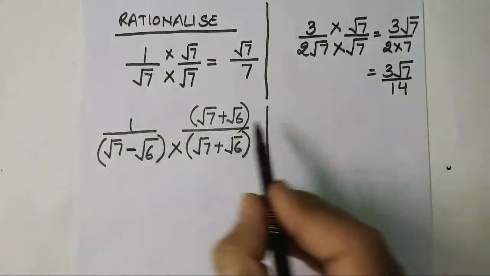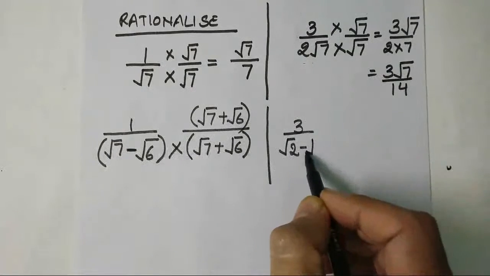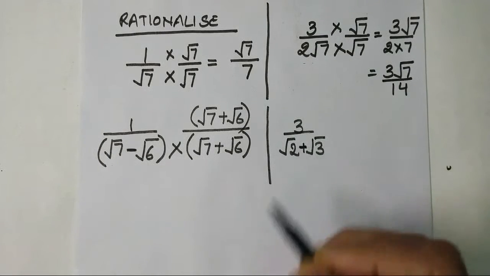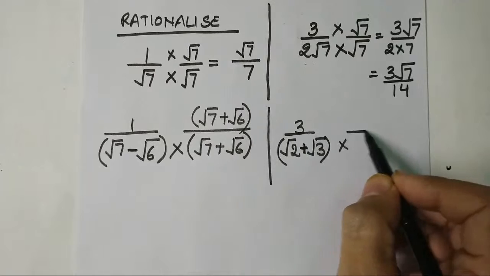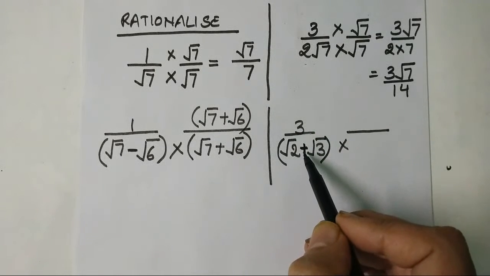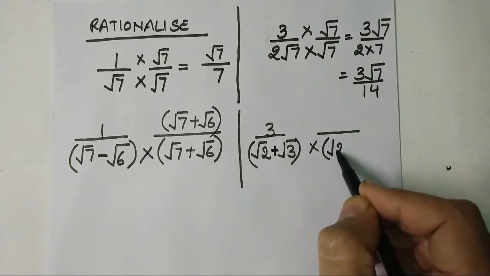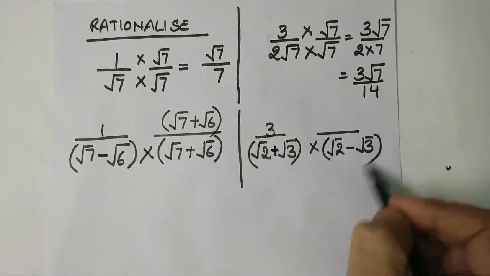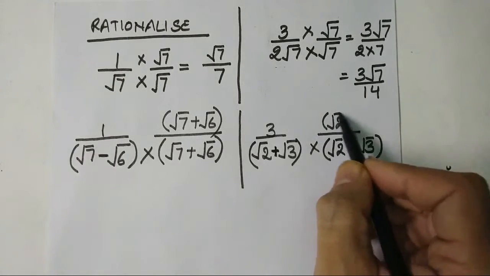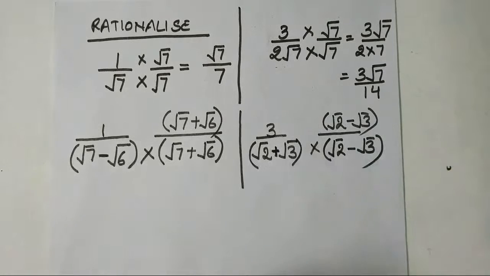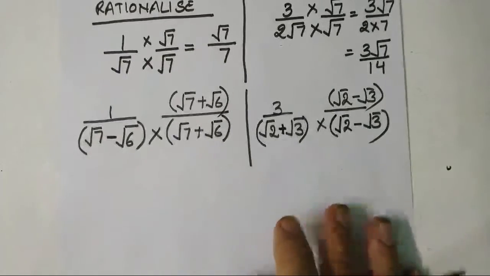We will continue this. Now see, if it was 3 upon root 2 minus root 3, it was plus root 2. There is a difference between the two. So we will multiply both numerator and denominator by the same term, same term but with the opposite sign. Root 2 minus root 3. This is plus here. I will multiply by minus. And it will become root 2 minus root 3. You will multiply. So in both the terms you have understood what number you have to keep. Now what is the answer?